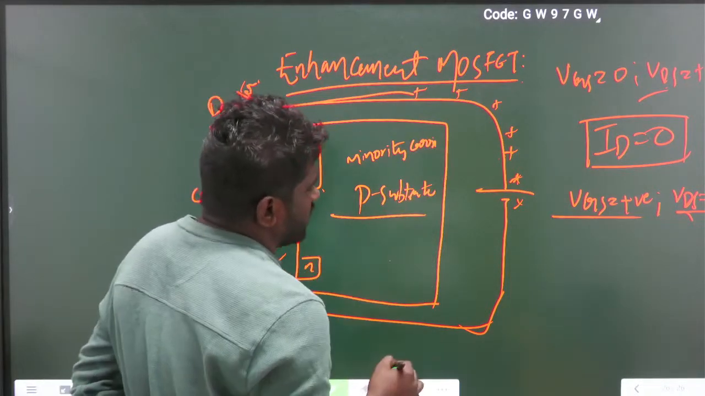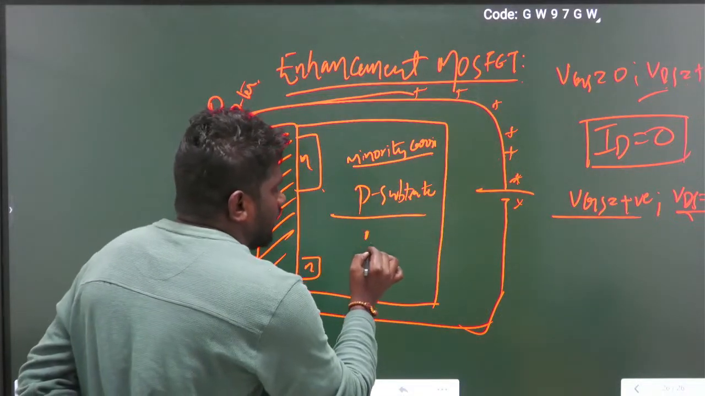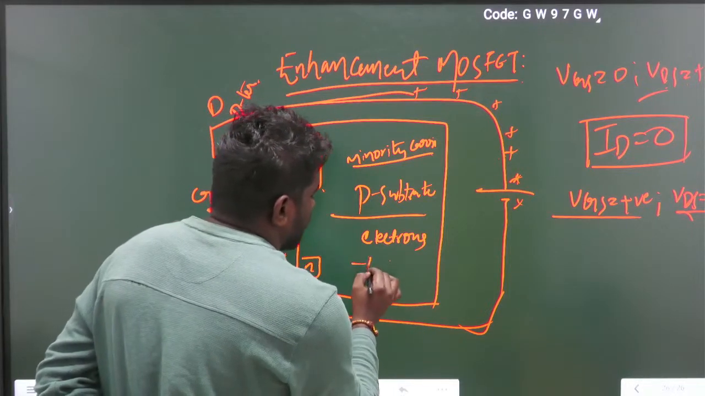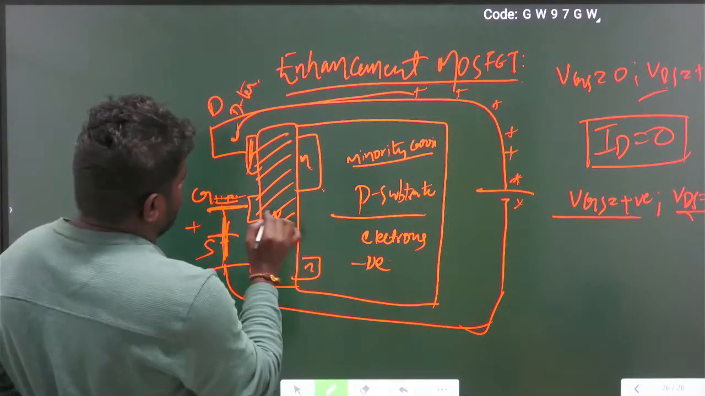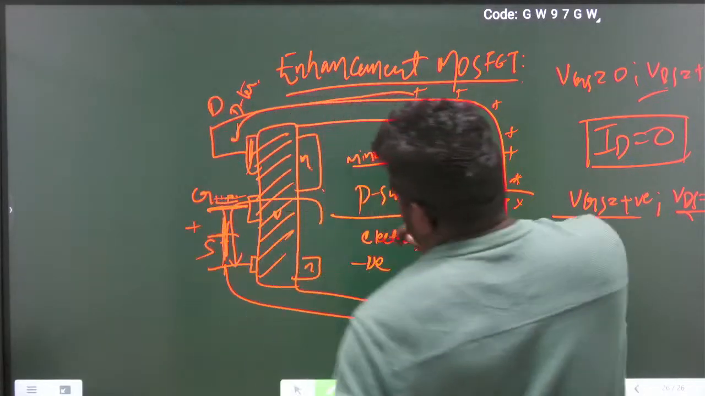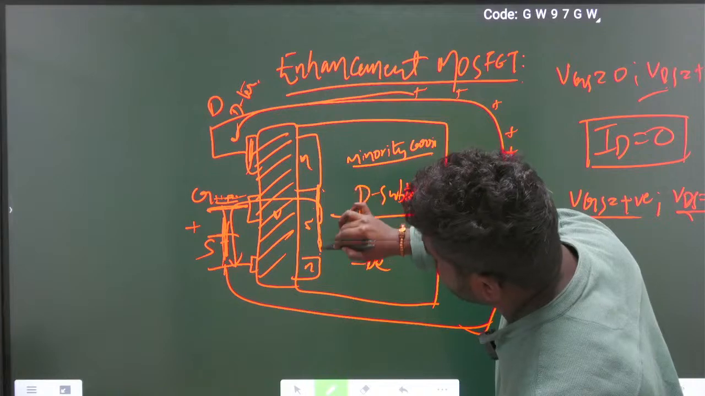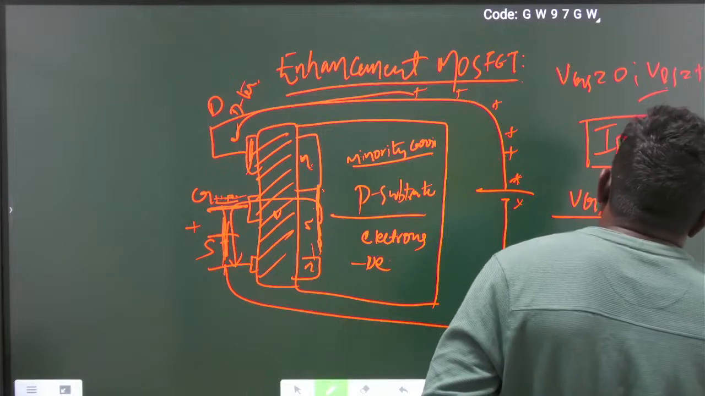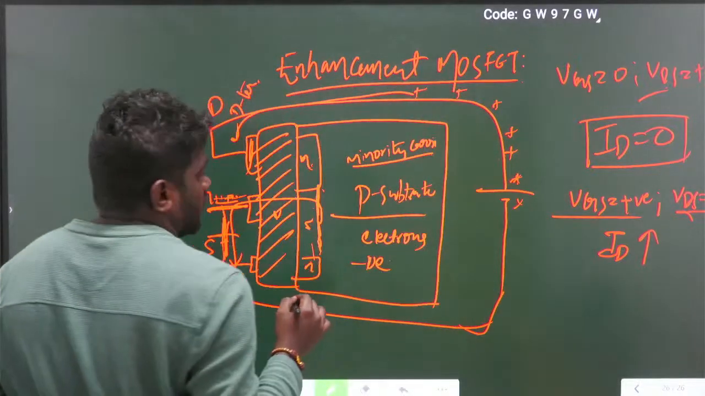In the P substrate the minority carriers are electrons. We know that electrons have negative charge, so this negative charge will get attracted by this positive charge. Now current flows from the gate to the source terminal. So now the channel is formed, nothing but a depletion layer is formed between the doped N regions. So ID will increase. Okay? This is the construction of enhancement MOSFET.